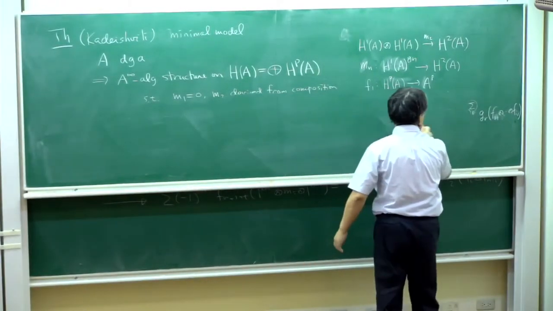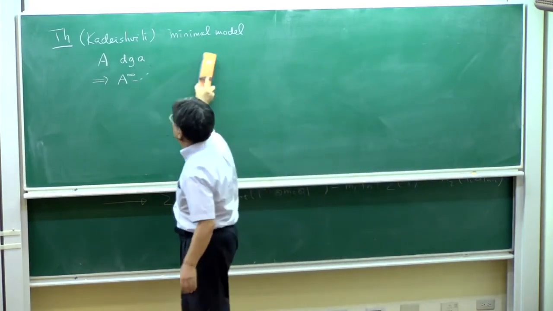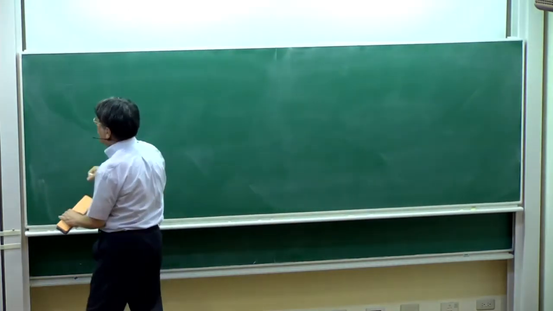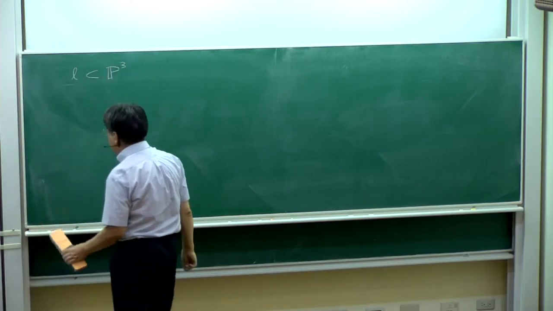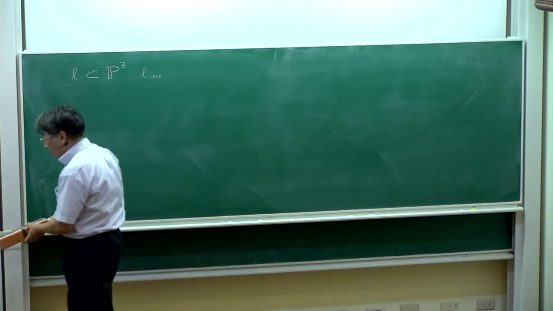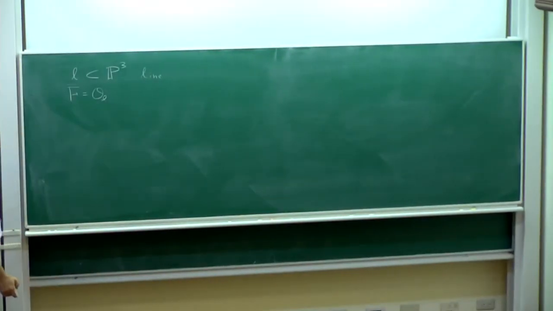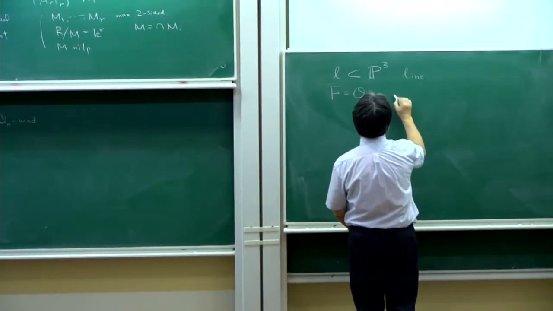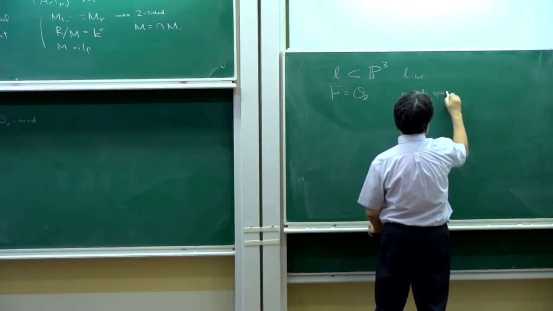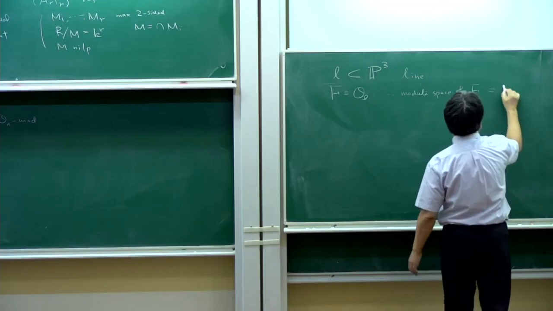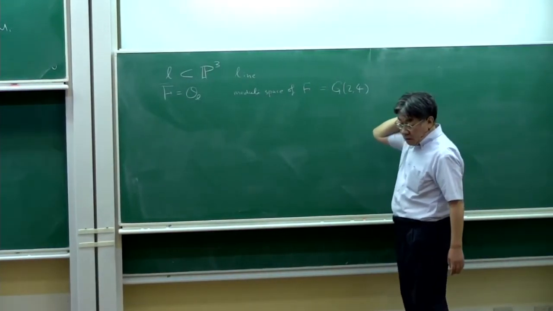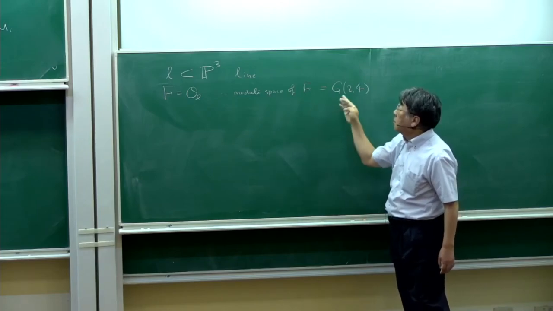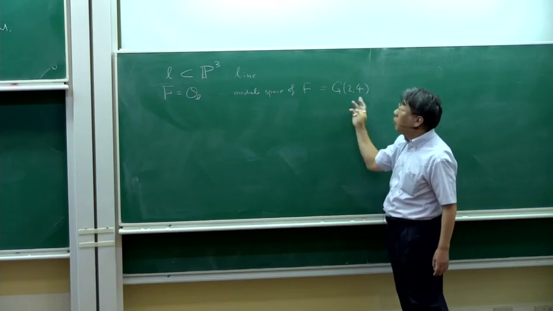So I'll give you some example. Let's consider a line in P3. Then I consider the structure sheaf. Then the usual deformation, so the moduli space of F is equal to Grassmannian of 2, 4. And this is a smooth homogeneous variety. So the deformation is not obstructed. The parameter space is smooth and four-dimensional.